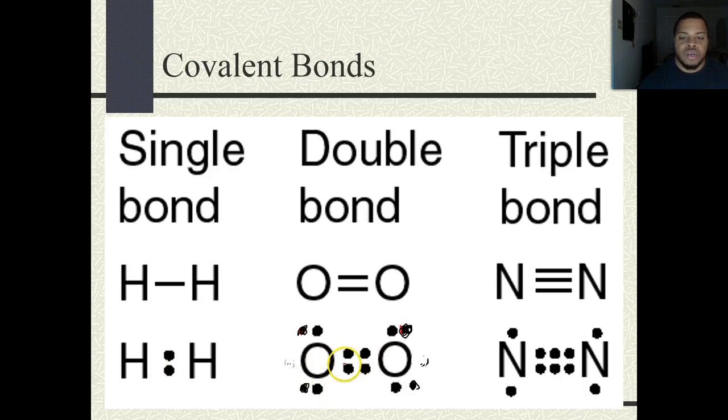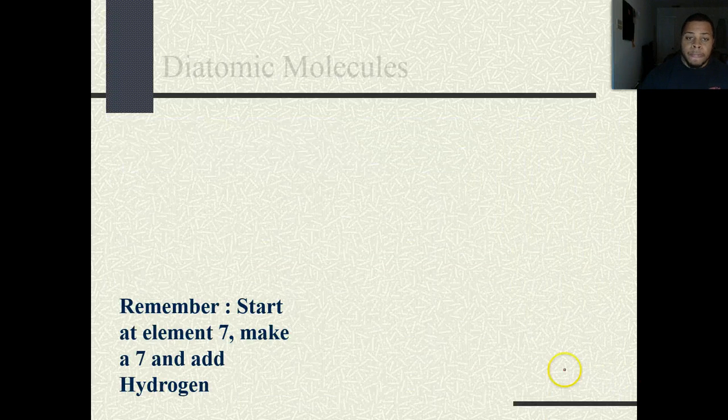So again, just to recap, single bonds, we have 2 electrons, or one pair, shared. Double bond, 4 electrons, or 2 pairs, shared. And a triple bond, we're dealing with 3 pairs of electrons shared.